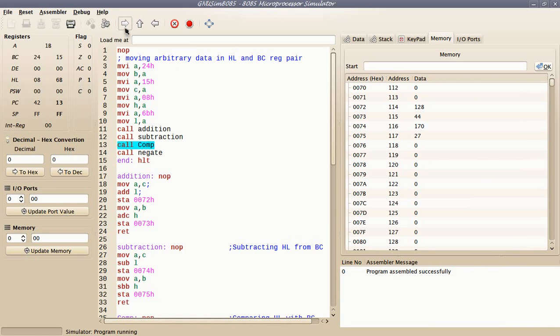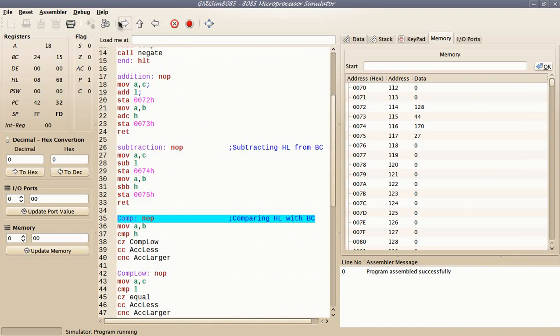Now coming on to comparison part. In comparing two 16-bit numbers, I will first compare their higher bytes. So moving the higher byte of the first number into the accumulator and comparing it with the higher byte of the other number. If the carry flag is set, then the higher byte of the first number is less than the higher byte of the second one. So the first number is less than the second one.